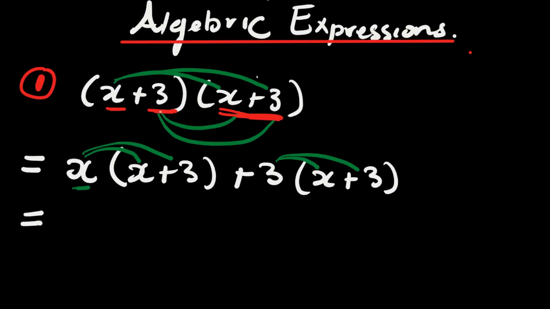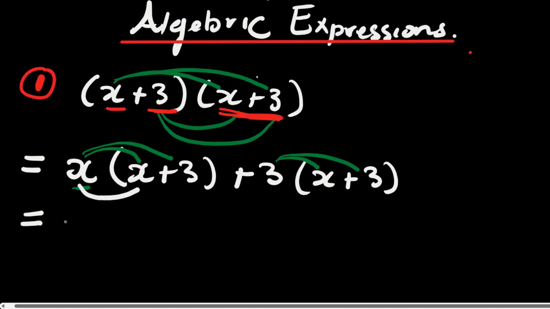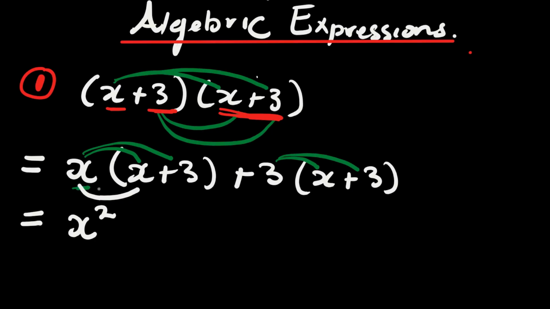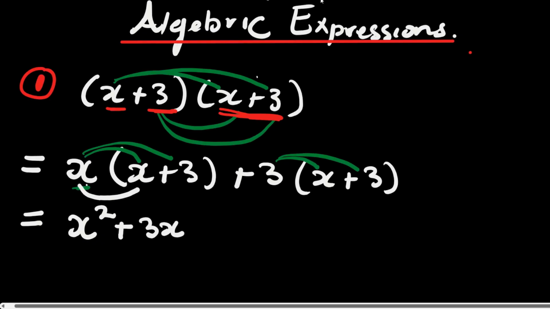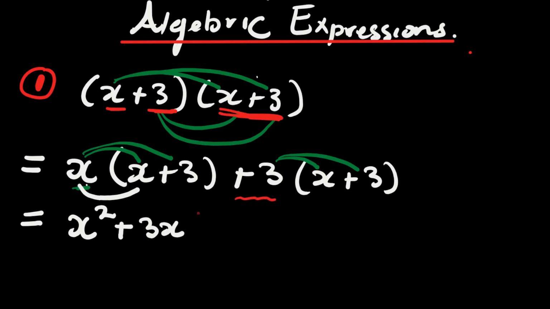It's x multiplied by x, so we know it's x to the power of 2. What's next? It's x multiplied by 3, so it's plus 3x. Then we come to this other side. So it's plus 3 multiplied by x, so we get plus 3x. Then it's plus 3 multiplied by plus 3, and we get plus 9.